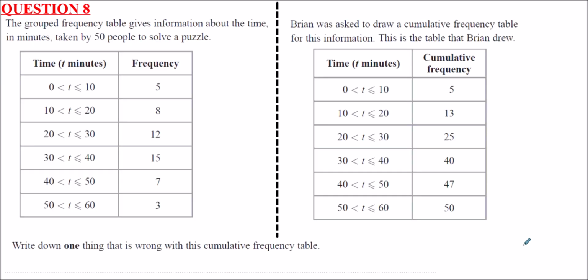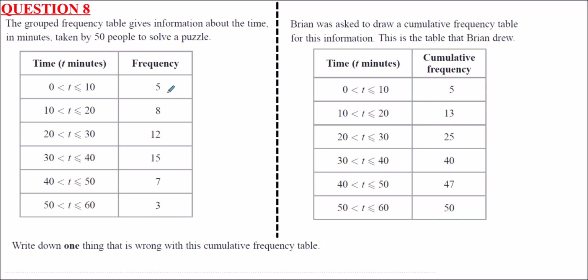Question 8, we've got a group frequency table giving information about the times in minutes taken by 50 people to solve a puzzle here. Brian was asked to draw a cumulative frequency table based on this one, and this is what he's drawn here. So it all looks fairly standard really, but apparently he has made a mistake. Write down one thing that is wrong with this cumulative frequency table.